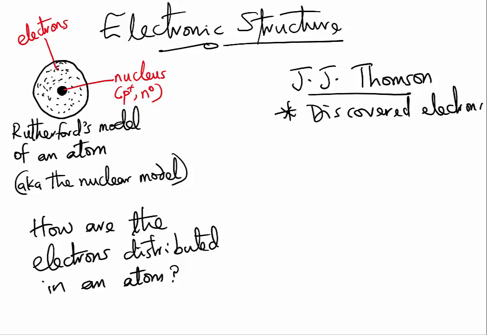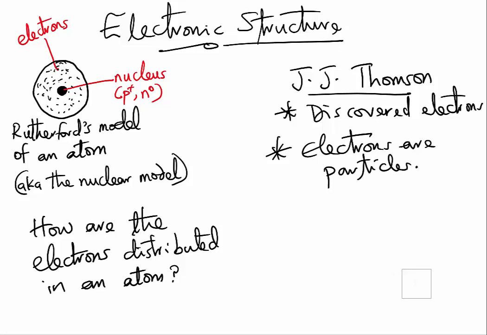And when J.J. Thomson discovered the electrons, one of the things he found is that electrons are particles, which means that each electron has a certain mass, which is another way of saying that each electron in an atom is a piece of matter.